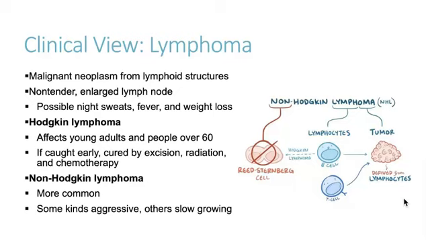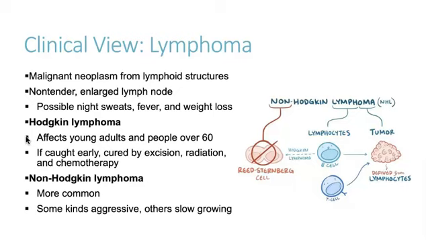Here's a clinical view on lymphoma. This is a malignant neoplasm from lymphoid structures. It is a non-tender enlarged lymph node, and it could cause side effects such as night sweats, fever, and weight loss. Now, if it's classified as Hodgkin's lymphoma, it typically will affect young adults and people over 60 years old, and if it's caught early, it can be cured by excision, radiation, and chemotherapy.